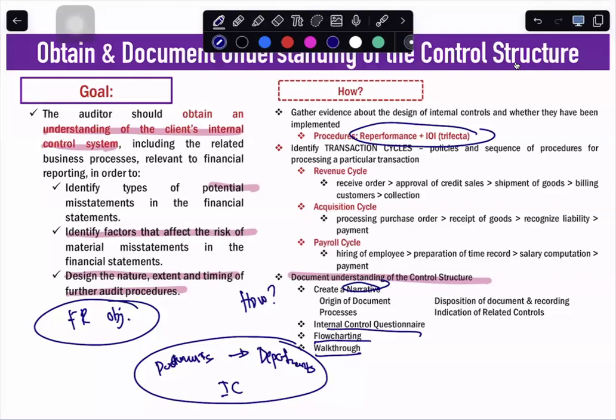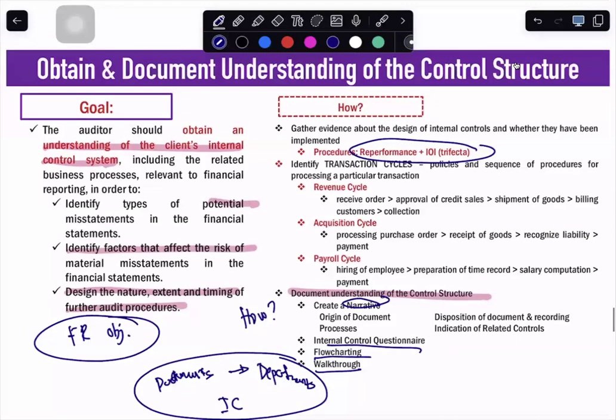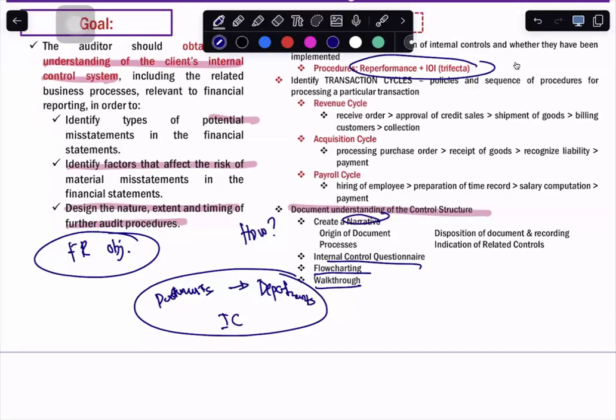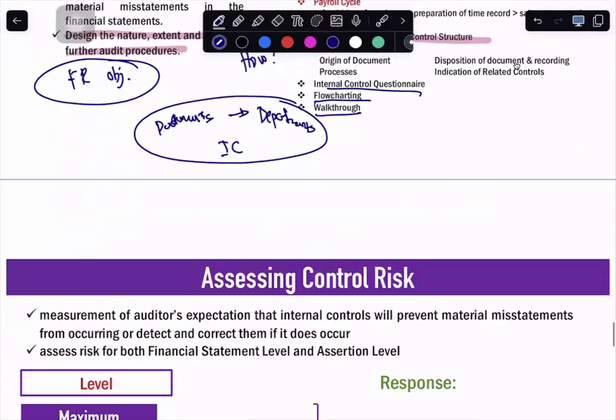Also, we have your internal control questionnaires. This is a series of questions relating to possible internal controls that should have been placed in the organization. And then you just check or cross it out depending on whether it is applicable or not to the entity. We can also flowchart the whole process and we can do a walkthrough by understanding the whole organization and the system in place.